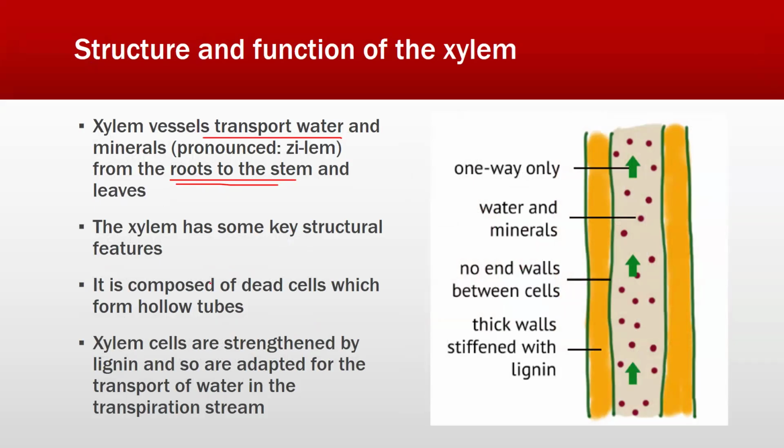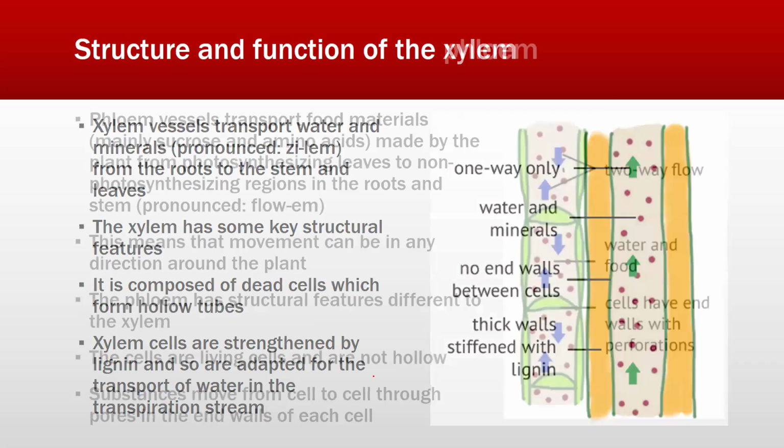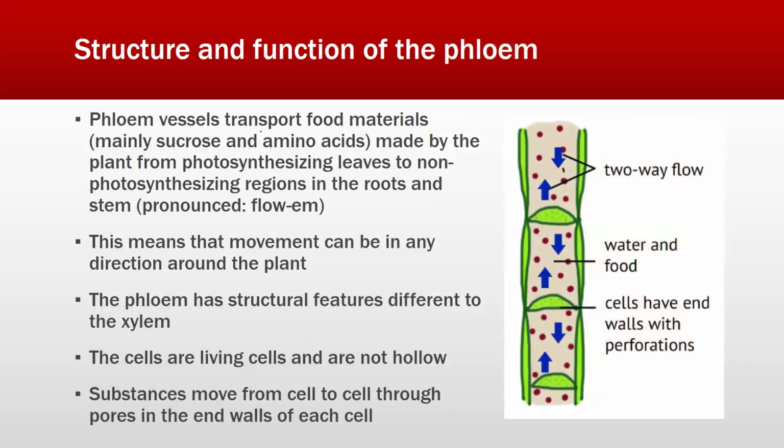And xylem has some key features as well. For example, it is composed of dead cells, which form hollow tubes, which means the maximum amount of water can travel between the xylem vessels. They are strengthened by lignin and are also adapted for the transport of water in a continuous transpiration stream. Phloem vessels transport food materials, mainly sucrose and amino acids made by the plants from photosynthesizing leaves to the non-photosynthesizing regions in the roots and stem.